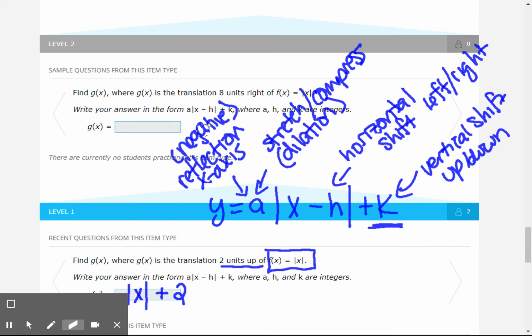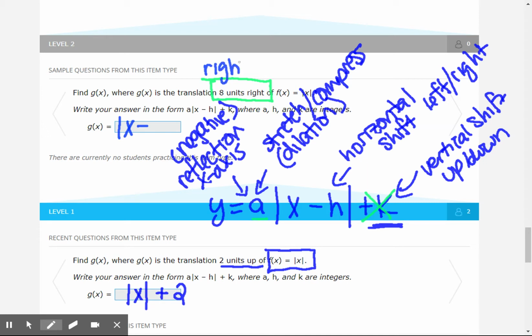Now looking at the second example, it wants us to translate this function 8 units to the right. So we're going to use the formula that I just talked about. We're not changing our factor at all, nor going up or down. So we're not going to add or subtract a number in the back, but we are going to include a number that's inside. So I'm going to do the absolute value of x minus. Now that minus sign is part of the formula, and it wants us to go right 8 units.